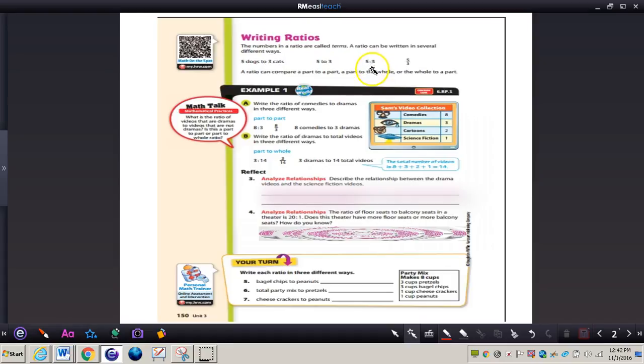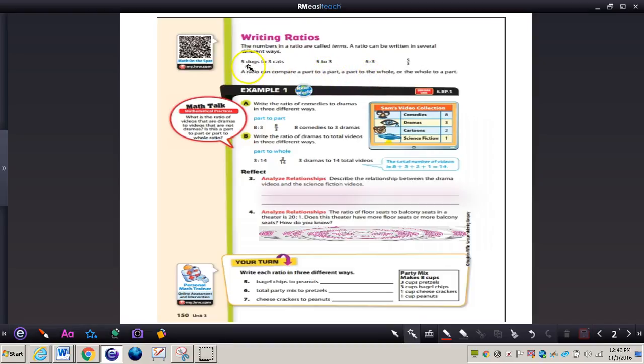Or you can write a colon between the 5 and the 3, or you can write it as a fraction. So it's important to know that a ratio can compare a part to a part, a part to a whole, or a whole to a part. When we're looking at part to part, we're looking at the different quantities. 5 dogs, 3 cats, that's part to part. So we can see part to whole.